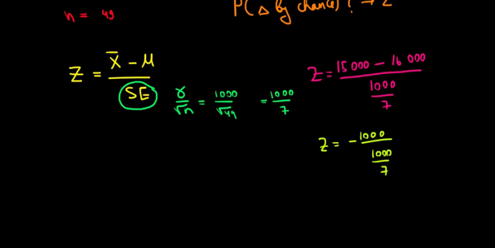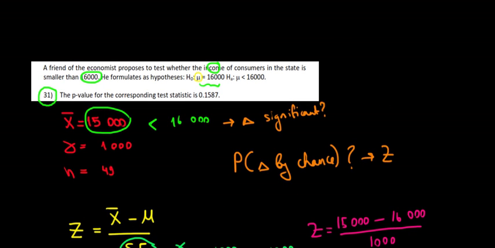Now if we do some math over here, we know that minus 1,000 divided by 1,000 over 7 is minus 1,000 multiplied by the inverse, multiplied by 7 over 1,000. We can see that we can cancel out some terms, so the 1,000 and the 1,000 go away, meaning that the z-value is equal to minus 7. Now the z-value is equal to minus 7, but what we're looking for is the p-value.